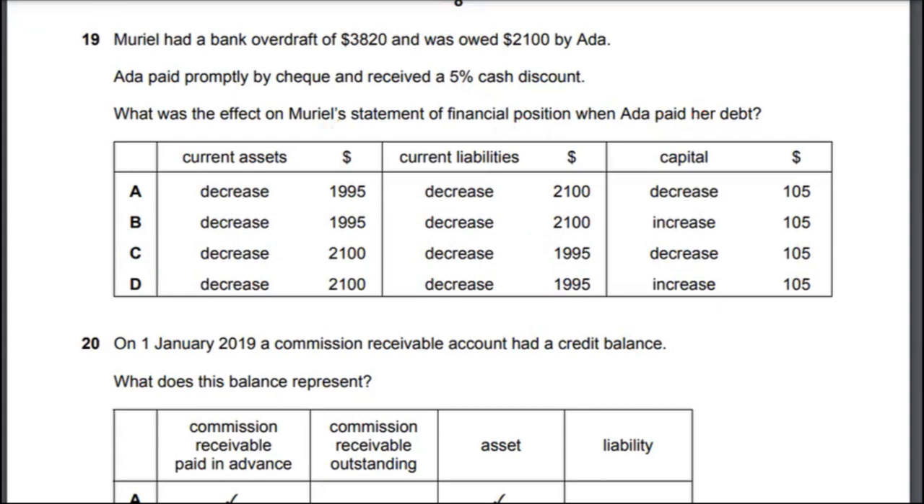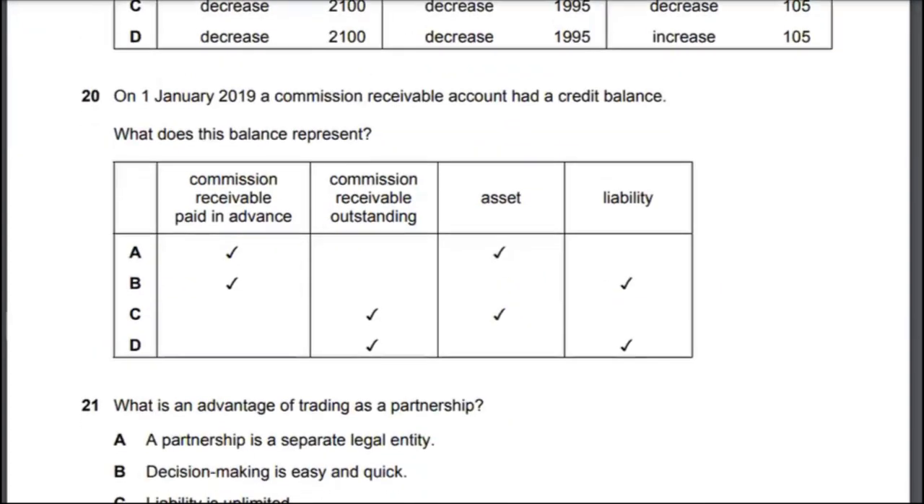Let's look at multiple choice 20. On 1st January 2019, a commission receivable account had a credit balance. So this is a commission receivable account which has a credit balance, and this means that the commission was received in advance. So it's either option A or option B. Whenever commission is received in advance, it is going to be a liability and not an asset. So therefore, the correct answer to multiple choice 20 would be option B.